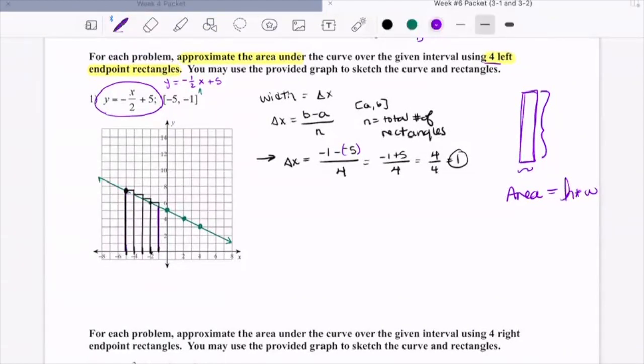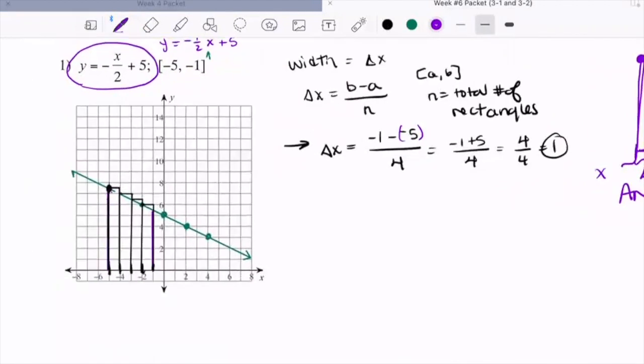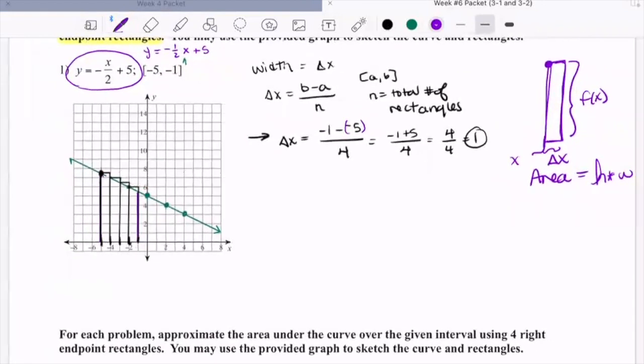Well, we can determine the width. We've already done that. That's going to be the change of x. And the height is going to be the function value on the left endpoint. So let's call it f of x, where this input here is a little x. So we need to do this across all of those 4 rectangles that we just drew. So let's do that together.